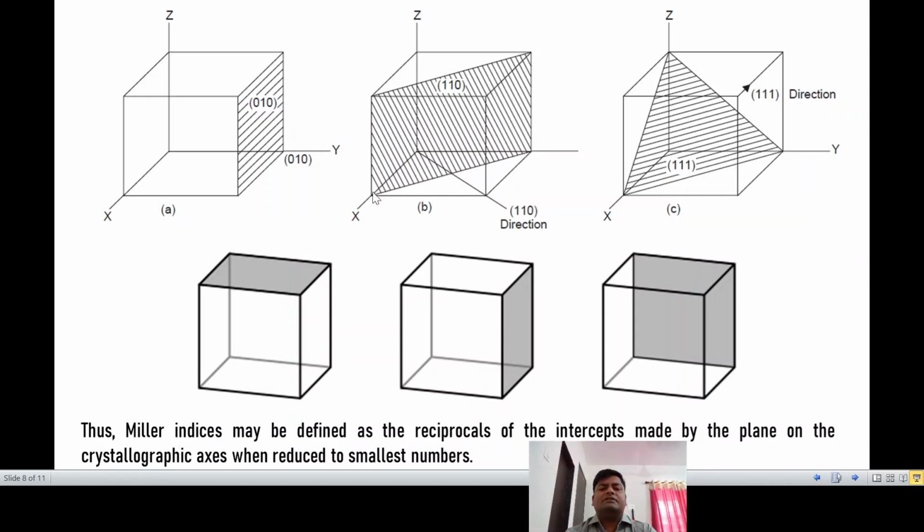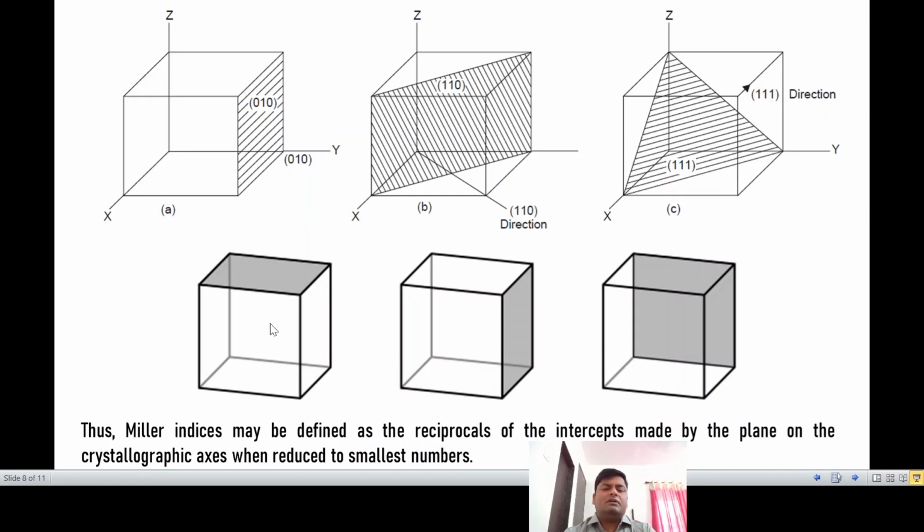So (0 1 0) enclosed in a circular bracket will be the Miller indices for this given plane. Similarly, as this plane cuts the x and y axes, the intercepts will be 1, 1, and as it is parallel to the z-axis, the intercept will be infinity, so its reciprocal will be 0. So the obtained Miller indices will be (1 1 0). Similarly, over here, this plane meets the crystallographic axes at unit distances, so its Miller indices can be represented by (1 1 1) enclosed in a circular bracket.